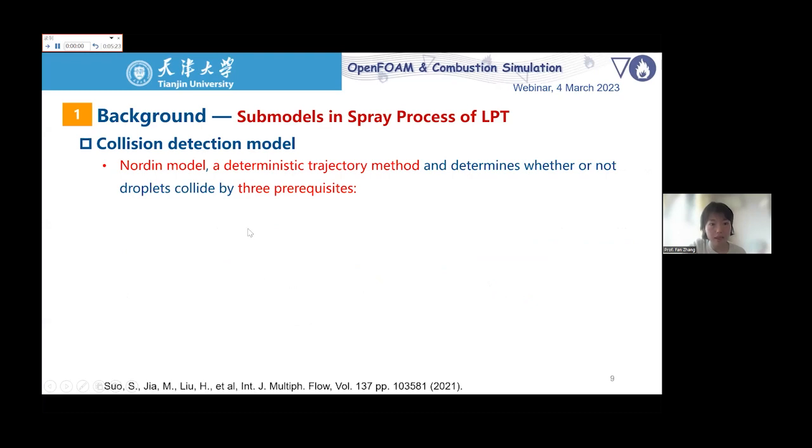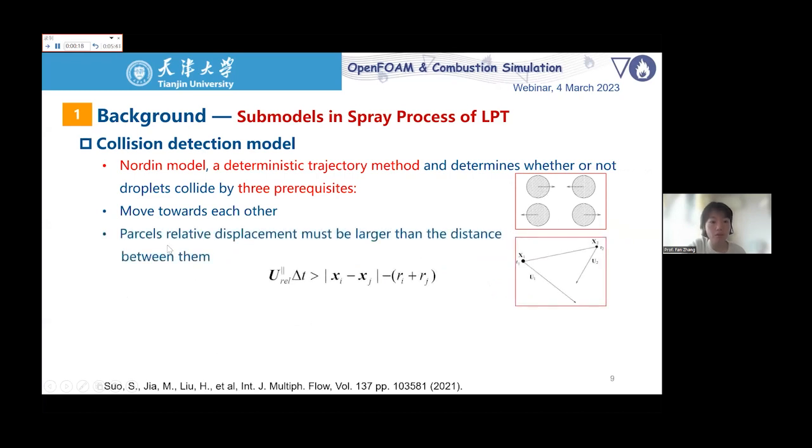The second detection model is the Nordin model. It is a deterministic trajectory method, and we can define the two droplet collision by three criteria. The first is they must move toward each other, not in the opposite way. Then the parcel's relative displacement must be larger than the distance between them. And the third criterion is the collision probability.